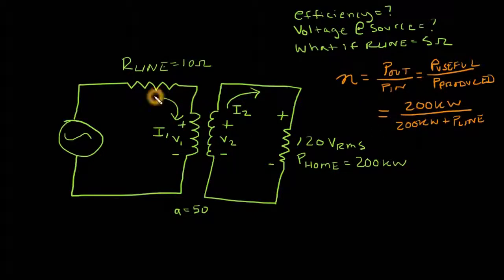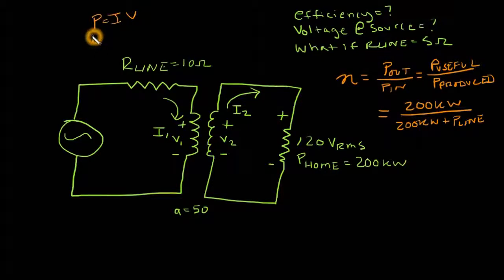Okay, so if I take a look over here right now, I don't know the current on this side, and I don't know any of the voltages, so I really don't have enough right now to figure out the power in the line. Let's think about how I could figure that out. So I know my equation P equals IV. So one way I could do it is I could figure out the current over here, and I could figure out the voltage across this resistor, and I could use that in P equals IV to find the power.